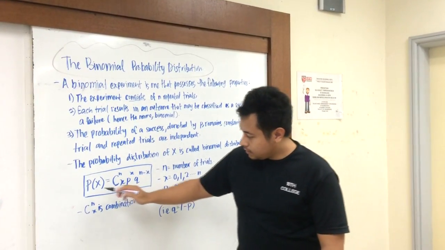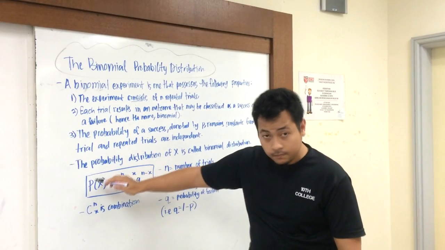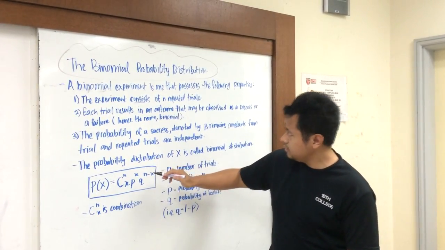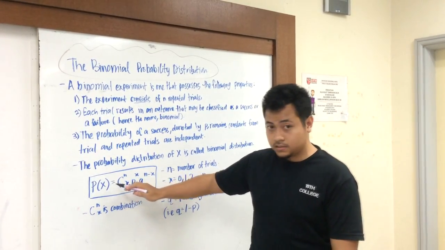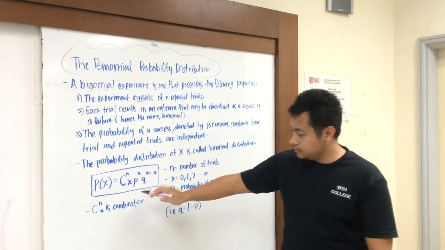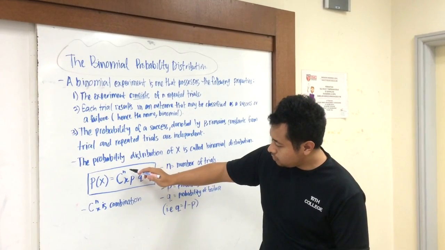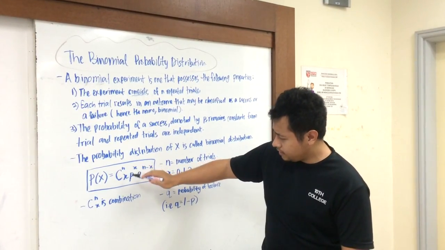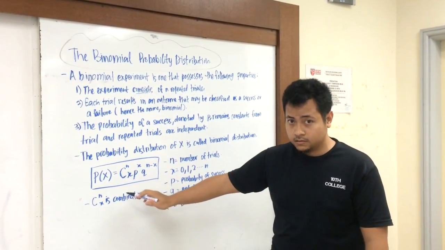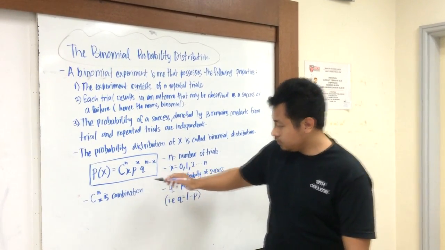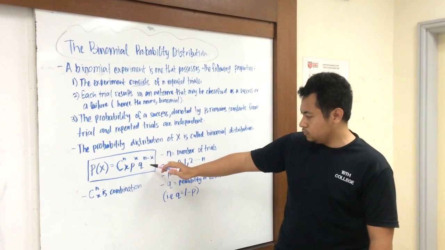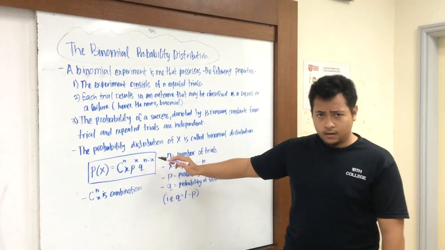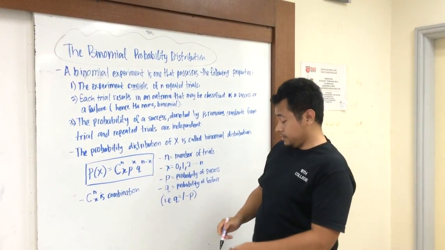This is the formula for the binomial distribution. P of X is the probability. C to the power of n, x is the combination formula, times P to the power of x, Q to the power of n minus x.